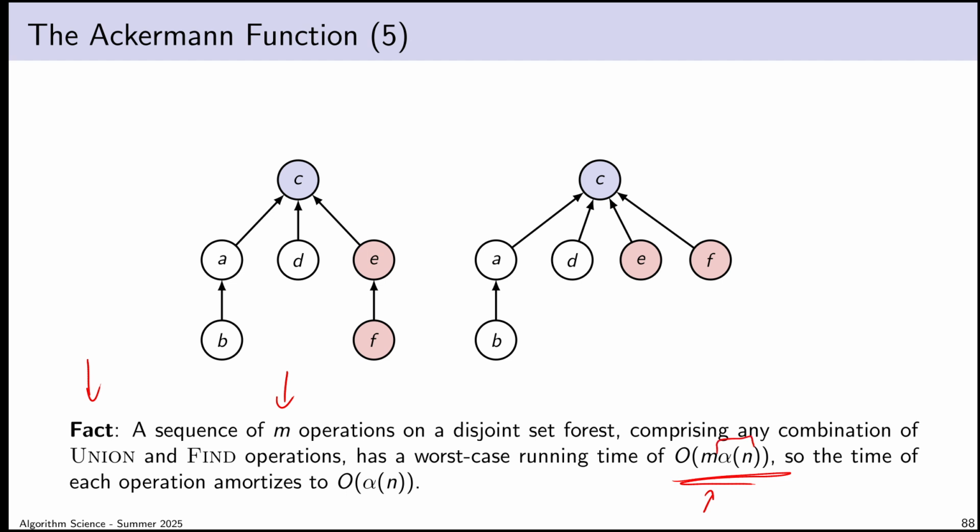So if I then amortize that over the m operations, so if I'm doing m operations and the running time is this in the worst case, then that means the worst case running time of each operation individually, amortized over all of them, is just alpha of n. And as I said, that's essentially, for our purposes, a constant.